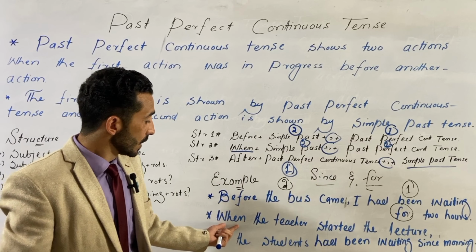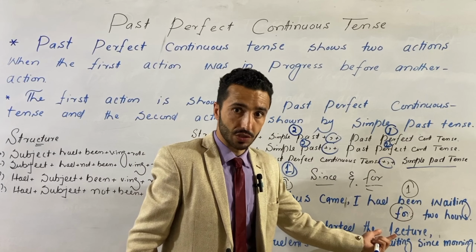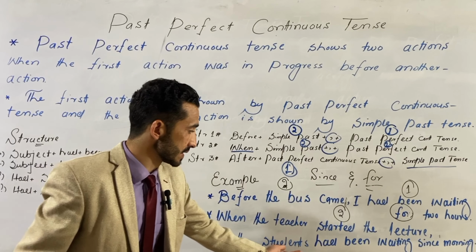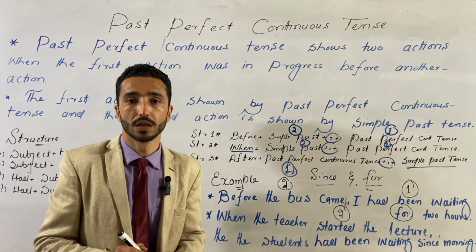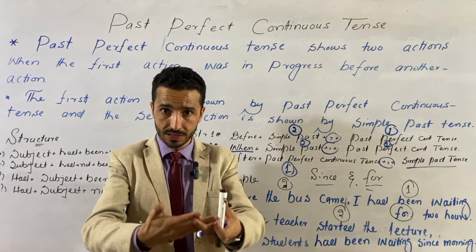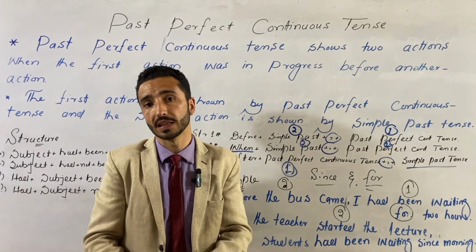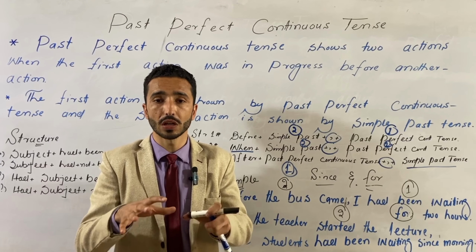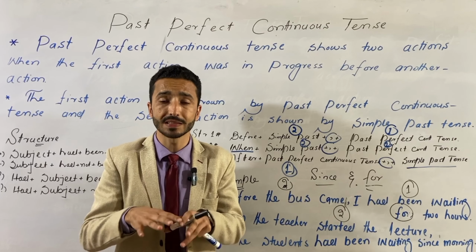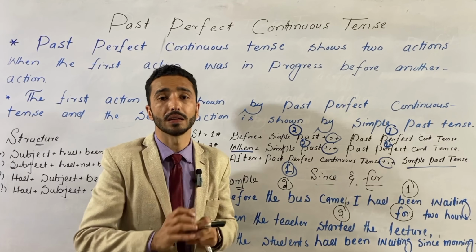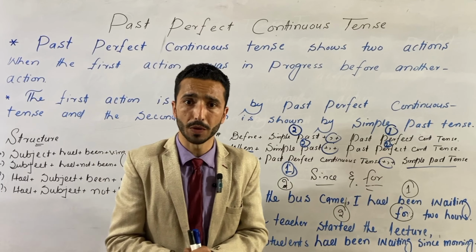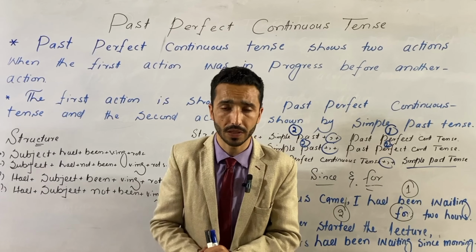Then, when the teacher started the lecture, that is the second action. The students had been waiting since morning, meaning the action of waiting was happening first. Then the teacher started the lecture, meaning the action of waiting for the lecture was happening since morning. Since shows the starting point, then the teacher started the lecture. So this was the last subcategory of past tense, and that is past perfect continuous tense.